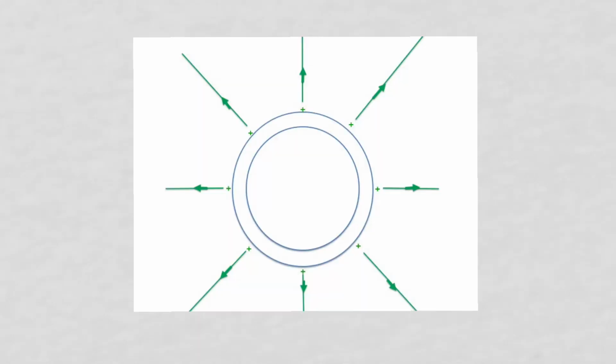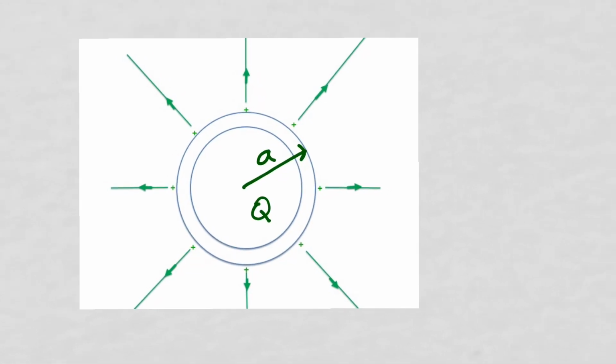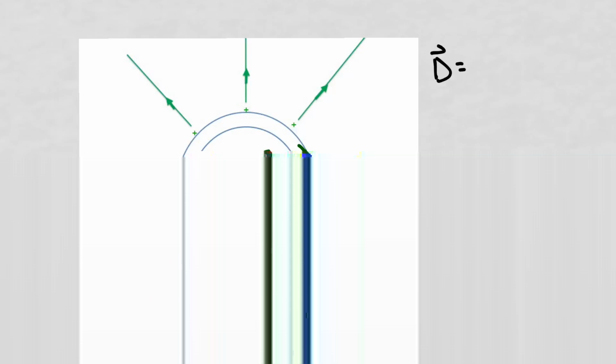This problem is about the fundamental relationship between surface charge and electric fields. So here we have a spherical conductor. Let's say it has radius a, and we've put some charge Q on it. So the charge will reside on the outer surface of the sphere, and the electric flux will emanate out in the radial direction.